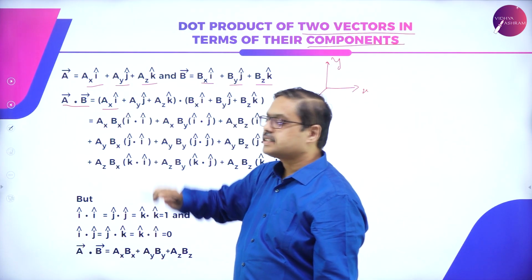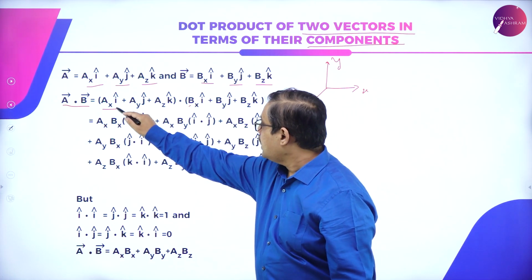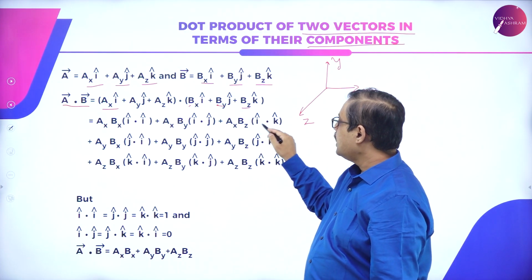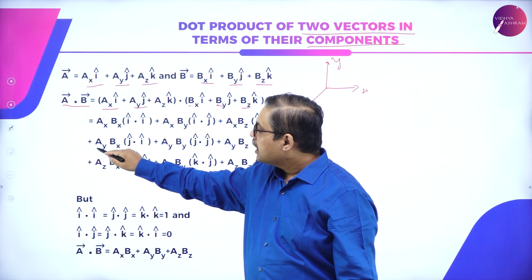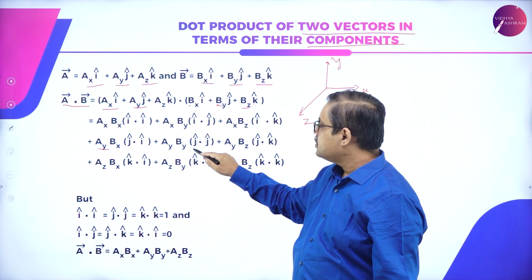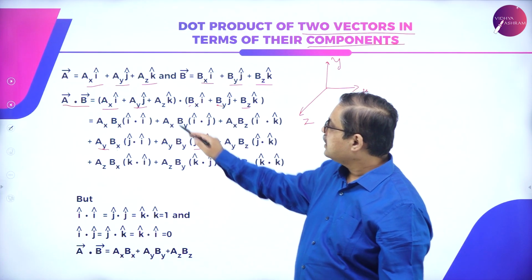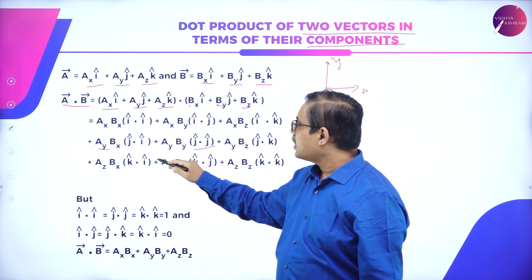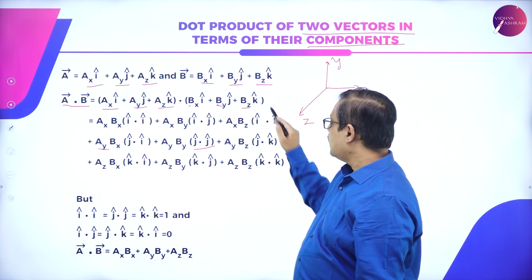I am first taking ax i cap. So ax bx i dot i, ax by i dot j, ax bz i dot k. Okay. Next, if I take ay j, ay bx j dot i, ay by j dot j, ay bz j dot k. If I take the third term, az k cap, az into bx k dot i, az into by k dot j, az into bz k dot k.